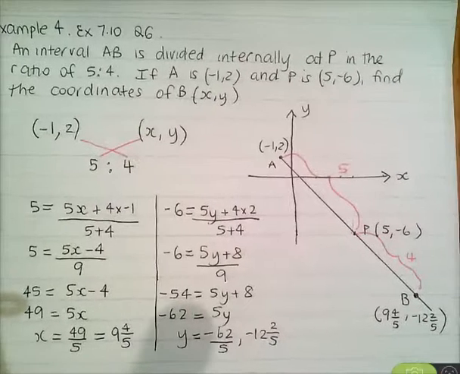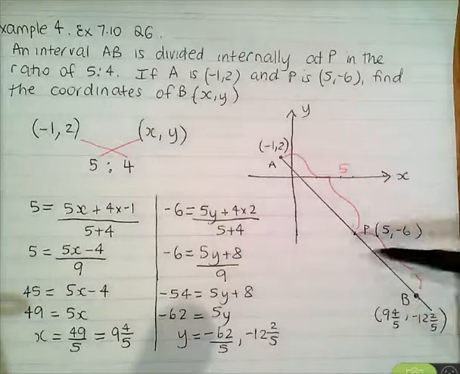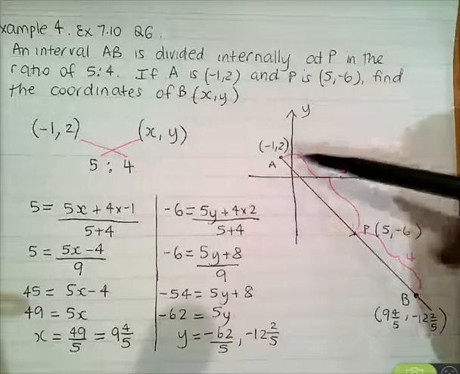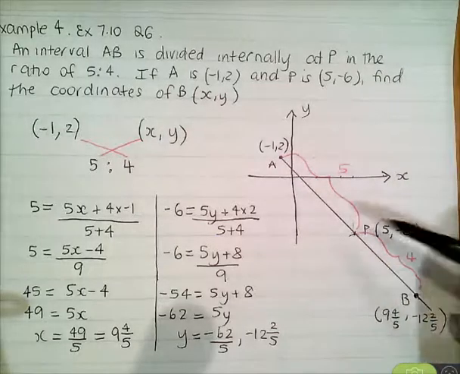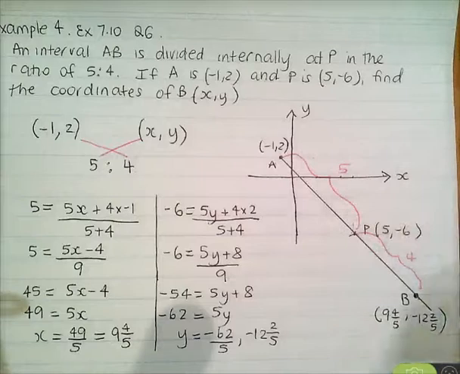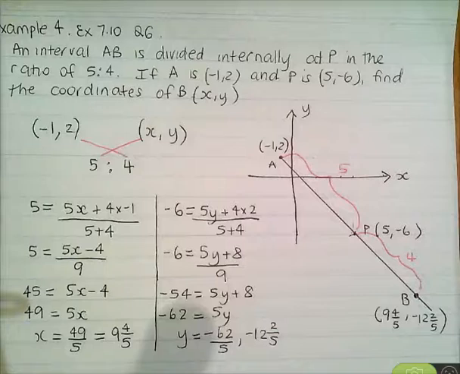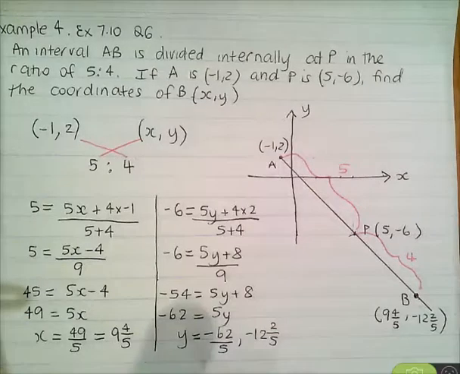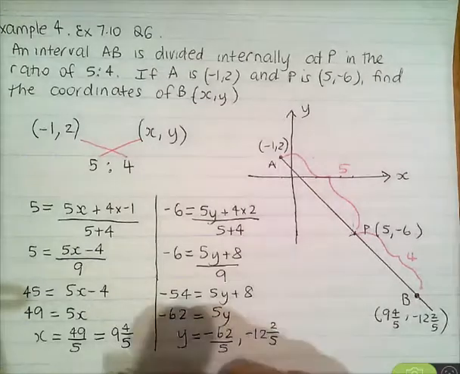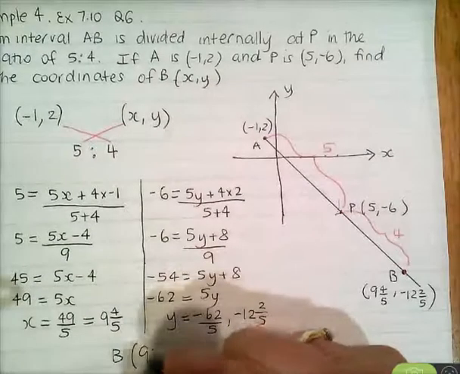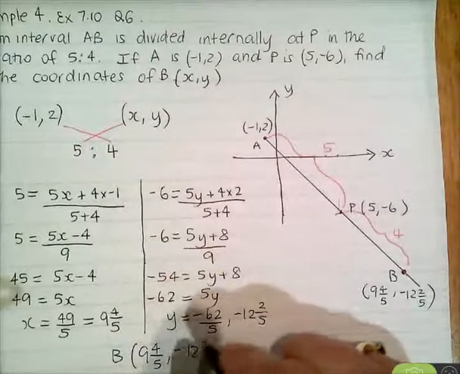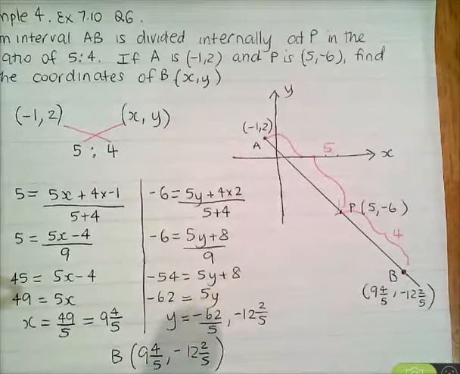Okay? And so you can see that P is internally dividing the interval AB in the ratio of 5 to 4. And we were given the point B and we had to find one of the other endpoints. Now this is similar to when you're given the midpoint of an interval and one of the endpoints, but you have to find the other endpoint, where you set up the equation and you solve for x and you solve for y. So therefore your point B, I'll just write that down here, is 9 and 4/5, negative 12 and 2/5. Okay, and that's the end of that question.